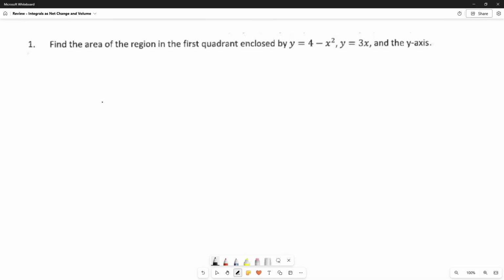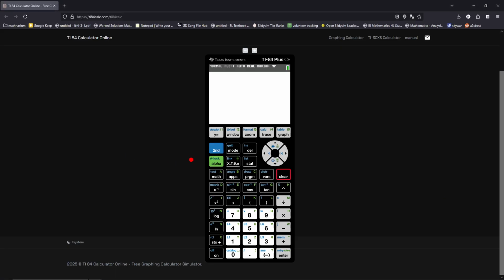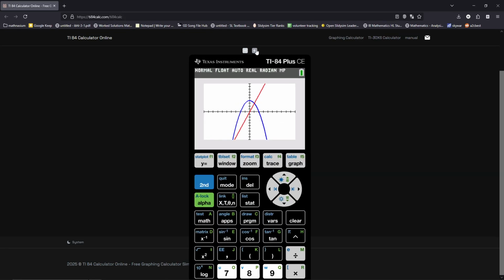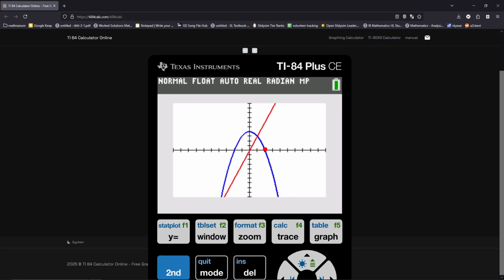So the first problem is find the area of the region in the first quadrant enclosed by y equals 4 minus x squared, y equals 3x, and the y-axis. So first, go to your graphing calculator and insert the equations: 4 minus x squared, 3x, and then graph it. And what we need to find is the area bounded by these in the first quadrant with the y-axis, so it's going to be this triangle looking area here.